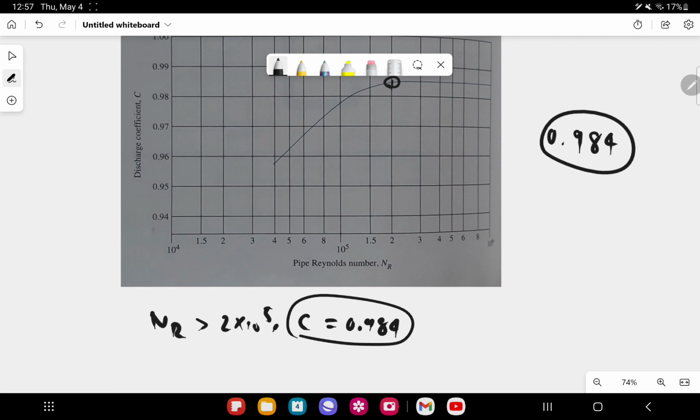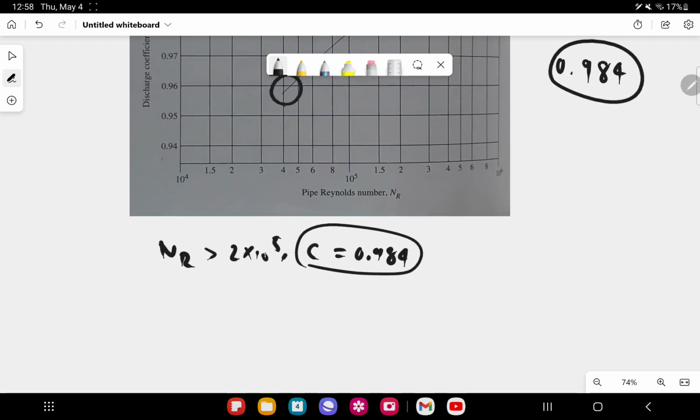Since for Reynolds number greater than 2 times 10 raised to 5 the discharge coefficient remains constant, if the Reynolds number of a fluid is less than 2 times 10 raised to 5, then we need to use this chart in order to determine the value of C.